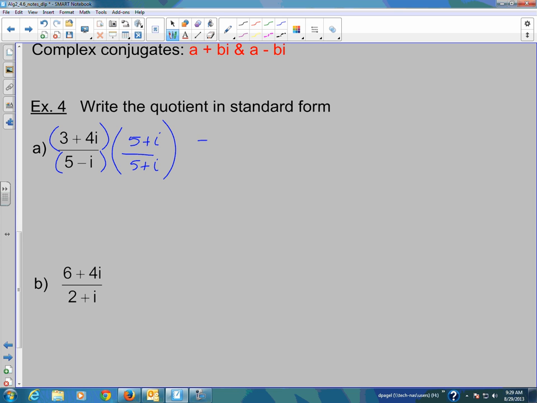On the top, we're going to get a 15. 3i plus 20 is a 23i. And a 4i times an i is a 4i squared. The i squared becomes negative 1. And now I have a 15 minus a 4 plus a 23i on the top.